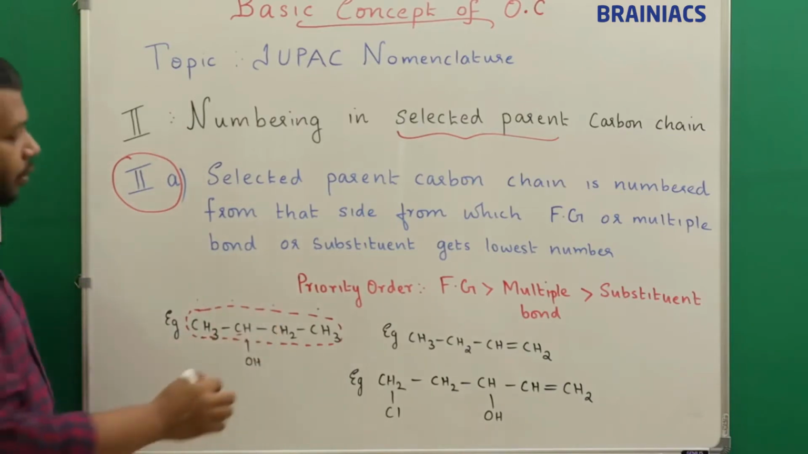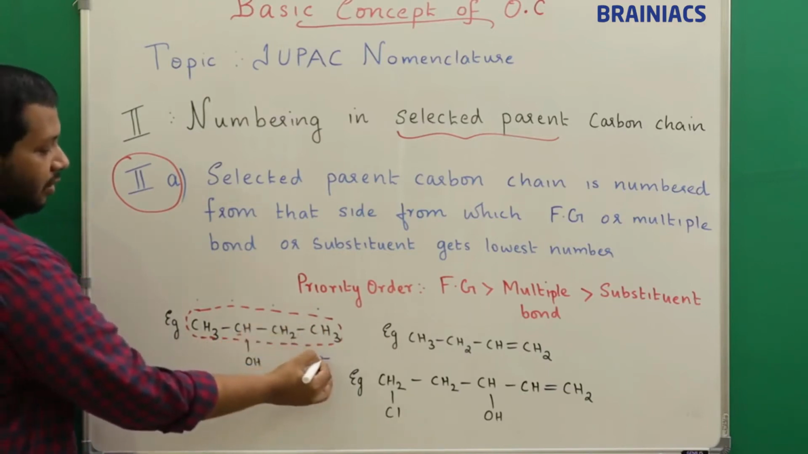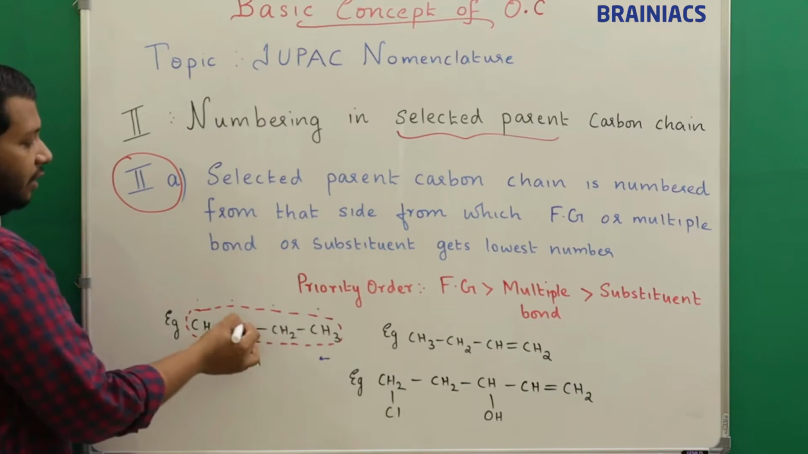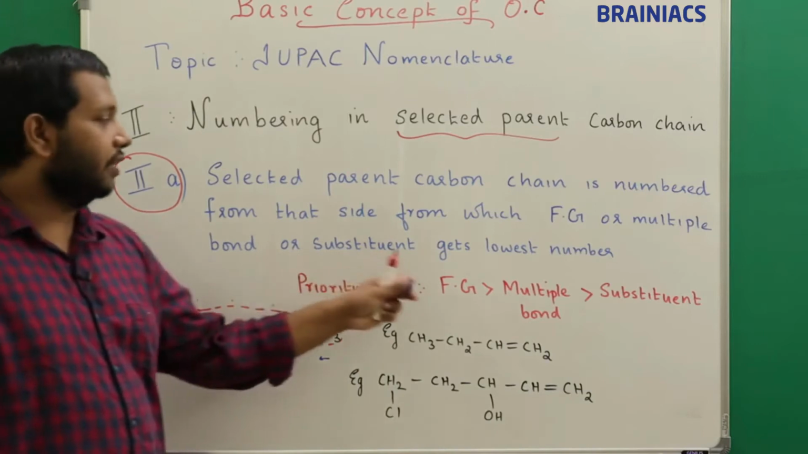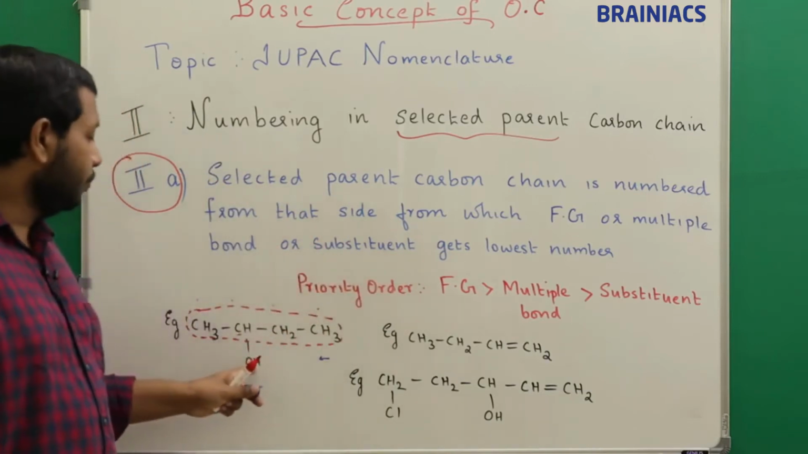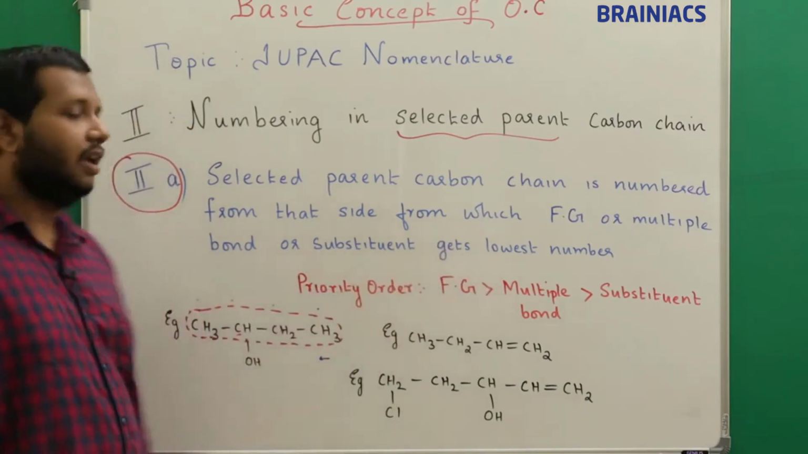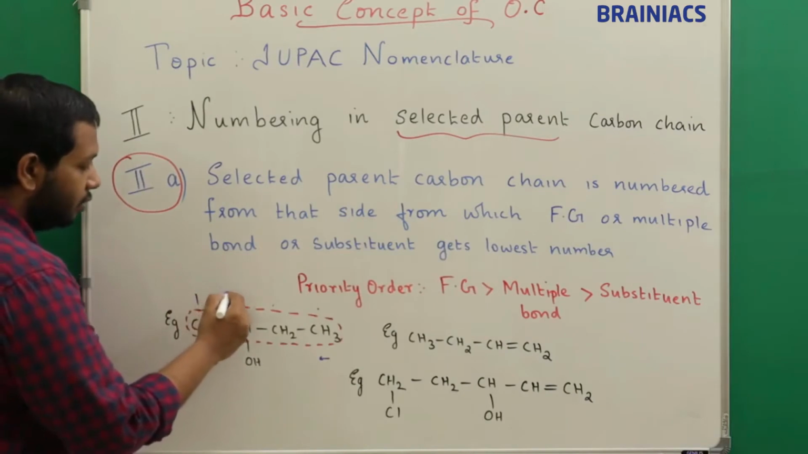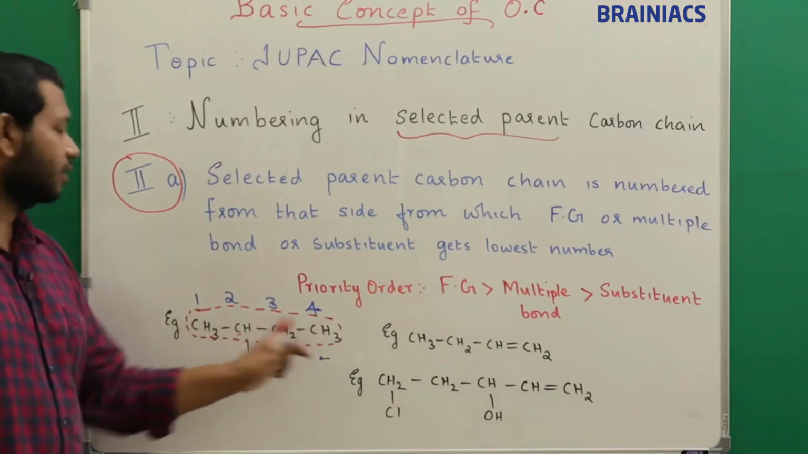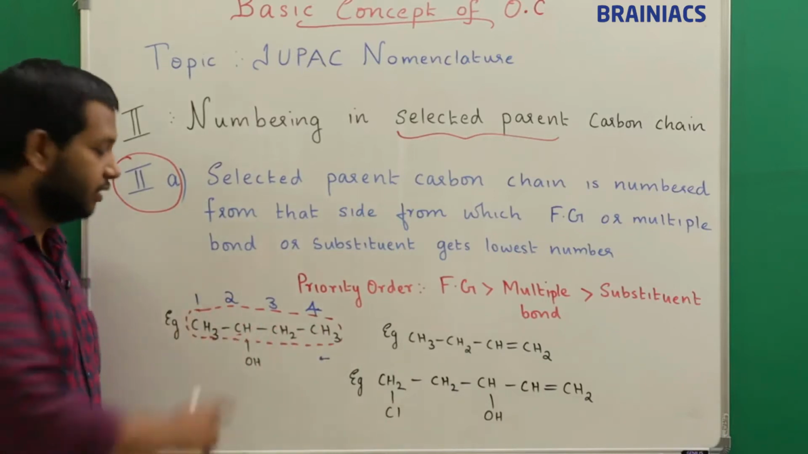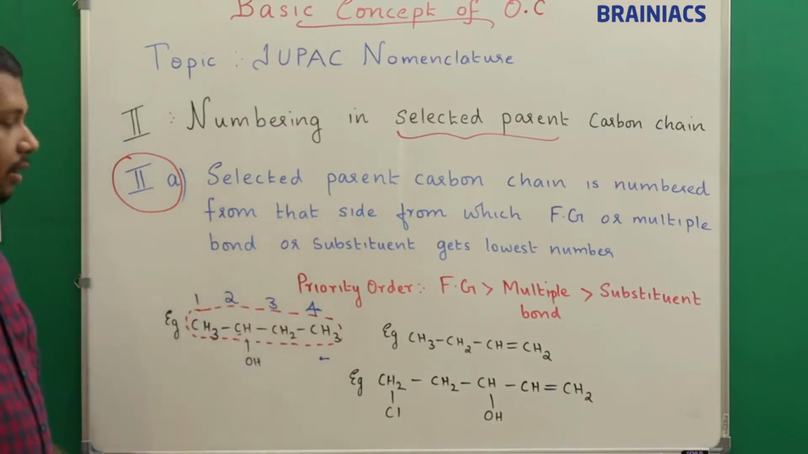Now if I do it from right to left, 1, 2, in this direction, 1, 2, 3. So 3 is the number that is coming to the carbon atom which is connected to the functional group. But the rule says that the carbon atom to which the functional group is attached should get the lowest possible number. So what should be the correct numbering? 1, 2, 3, 4. Why? Because if you go in this direction, the number coming to the carbon atom connected to the OH group is 2, but the other way, it is 3. I hope you understood.